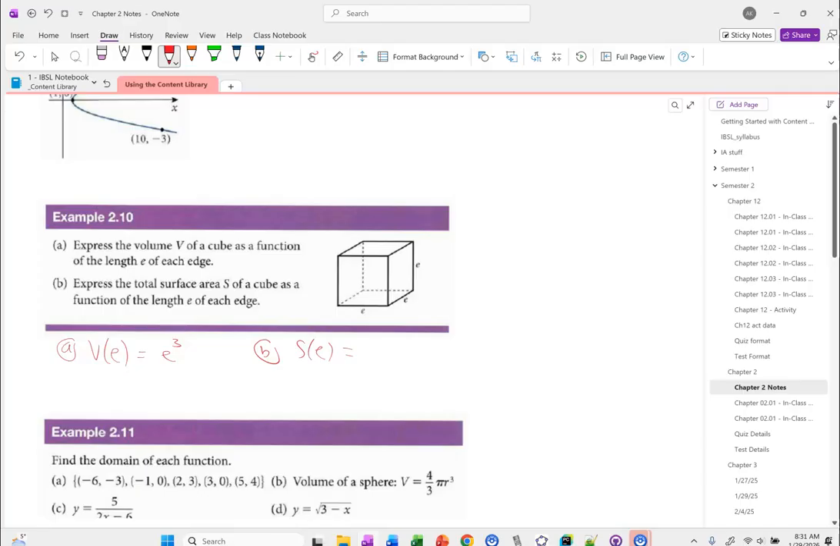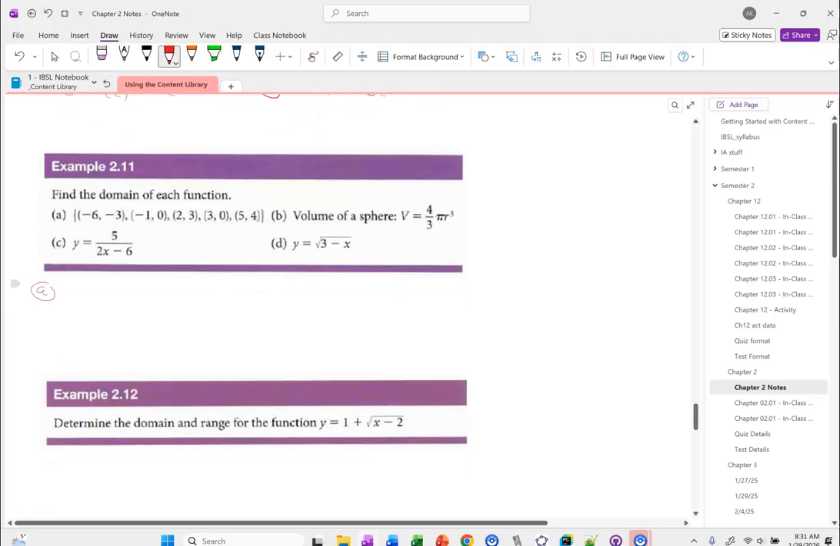Everybody good with that plan? What's the area of one of those surfaces? E squared. Great. So our formula then is 6E squared. Done. Easy peasy, right?